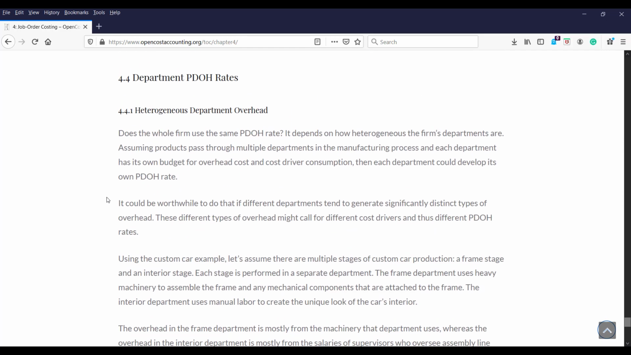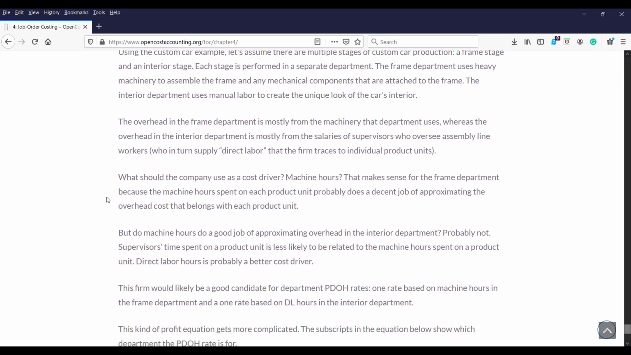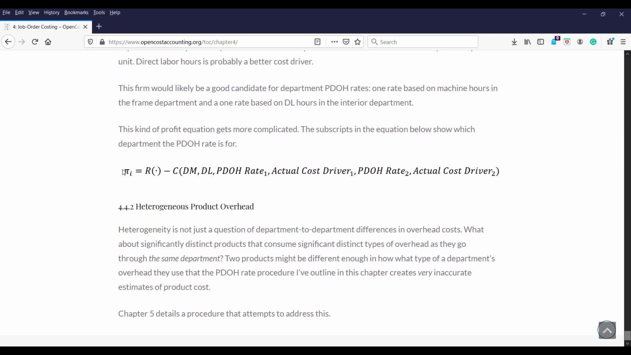And so you can have these individual department rates based on different cost drivers, based on different budgeted overhead, based on different budgeted cost driver consumption for the upcoming period. And so you end up with each individual product has a profitability of its sales price minus the direct costs right here. And then you have overhead applied to each department that touches it, that has a cost driver that gets consumed by it. So actual cost driver for department 1 consumed times its PDOH rate, actual cost driver for department 2 consumed times its PDOH rate.